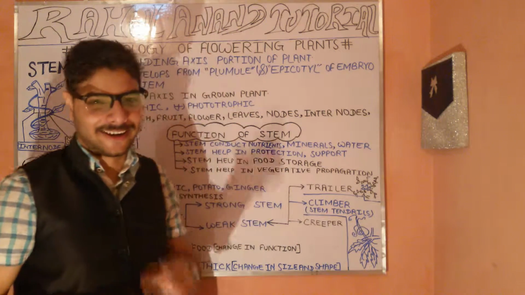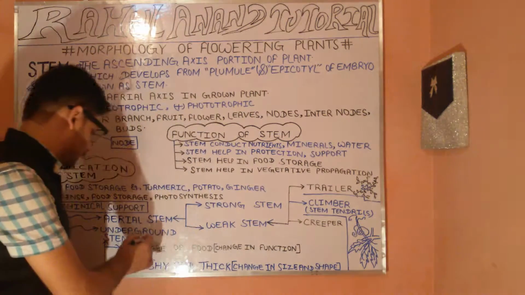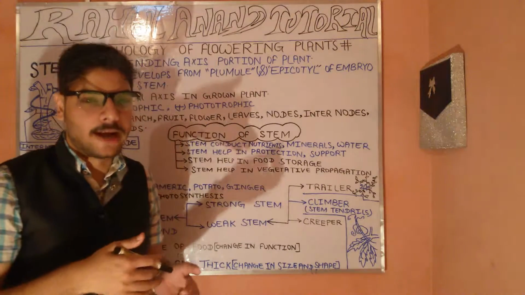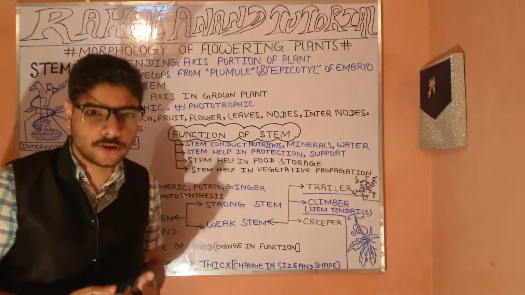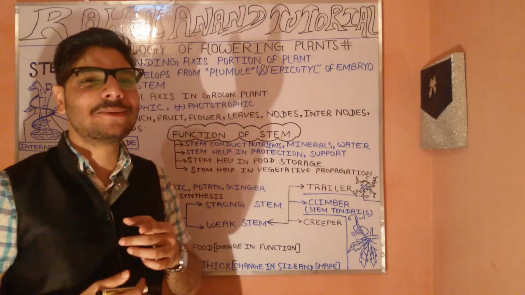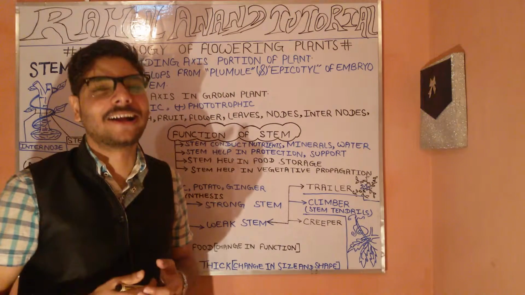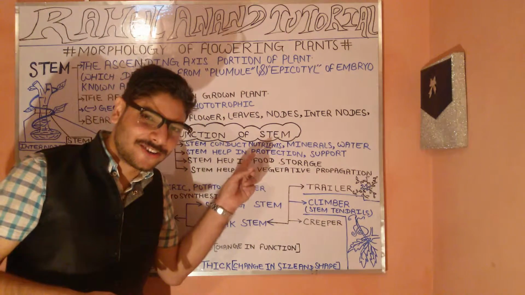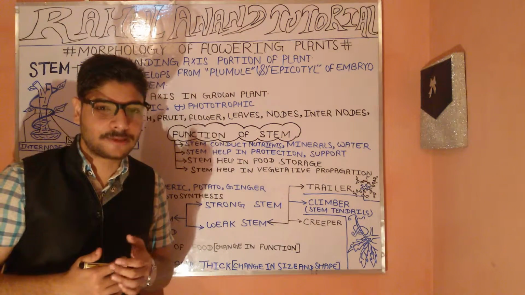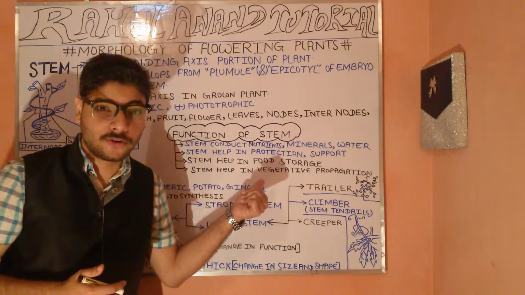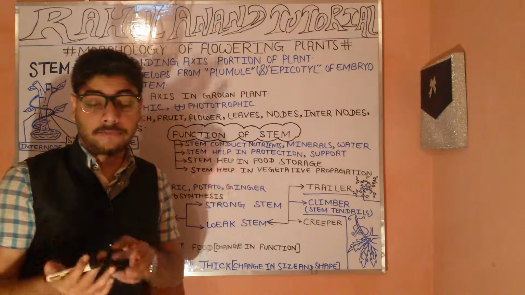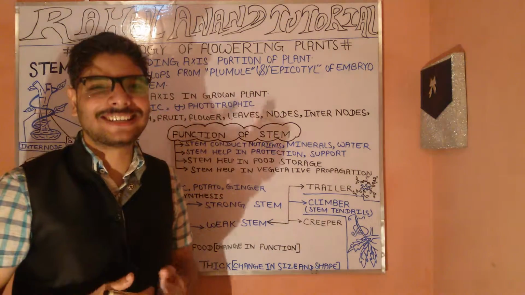In the second, we have the underground stem. The underground stem will play an important role in providing storage of food. Storage of food means what actually? It will have a changing function. Why is this so? Because the primary function of our stem is to provide protection, support, and to carry out some specialized photosynthesis role. But when we talk about the storage of food, the case is quite different. So this is known as the changing function.